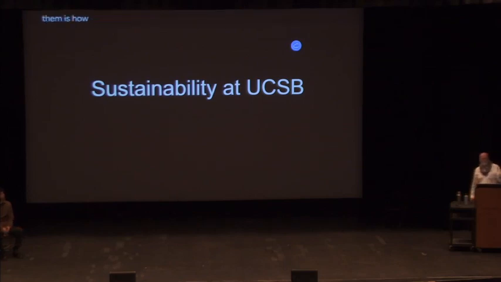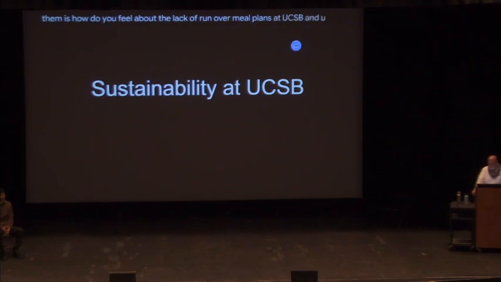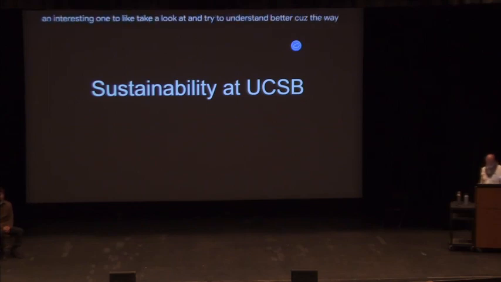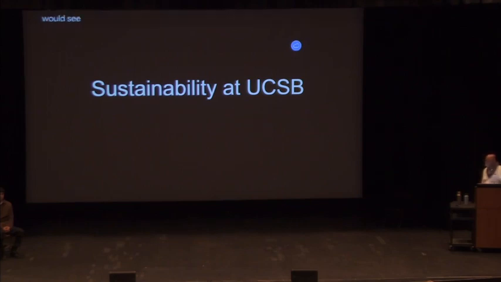So one of them is, how do you feel about the lack of rollover meal plans at UCSB and UC campuses in general? And then someone added on to that, does UCSB Sustainability support the meal swipe rollover campaign currently happening on campus? So the meal plan structure is determined by the dining commons. It's an interesting one to take a look at and try to understand better, because of the way their budget system is structured: they have a pretty good sense of how many meals folks are going to come in for, and they build that into their budget. So if we did a full rollover of all meal plans, likely you would see meal plan costs increasing, because the meals that are not accounted for now are already built into the budget.